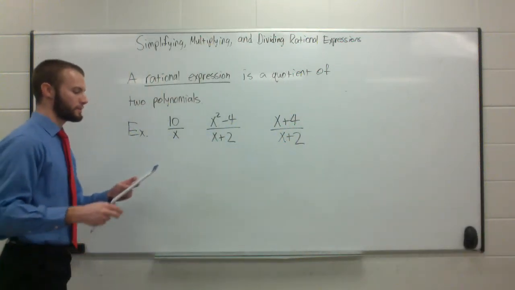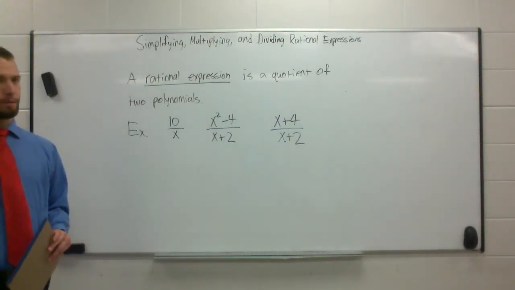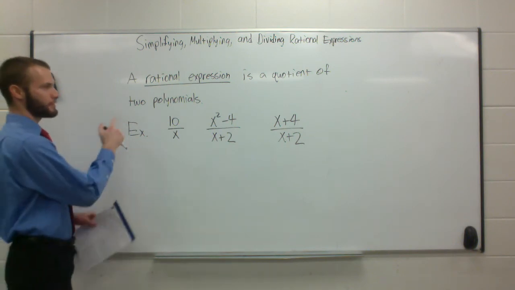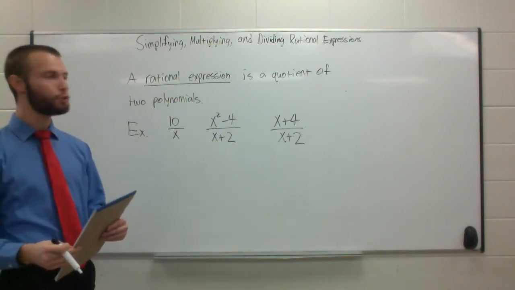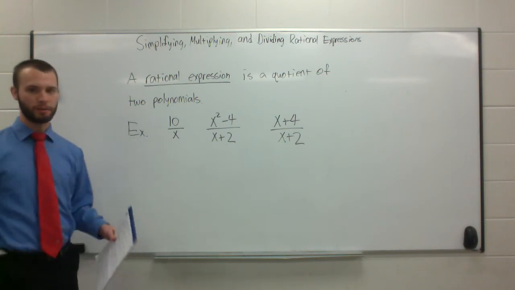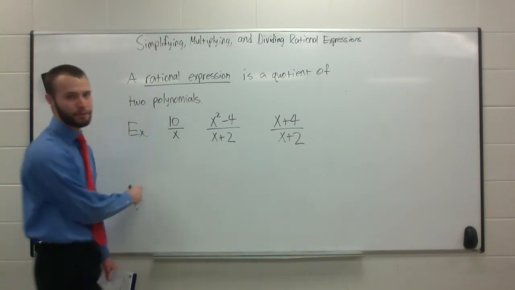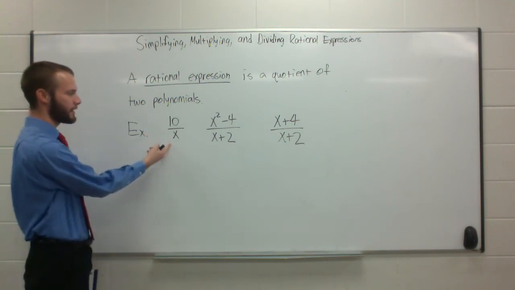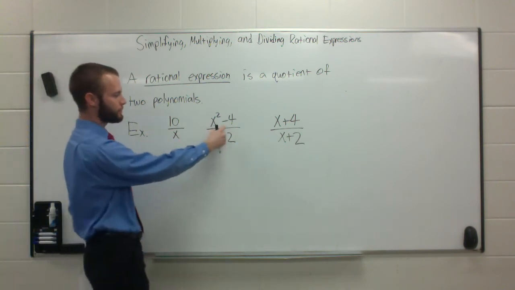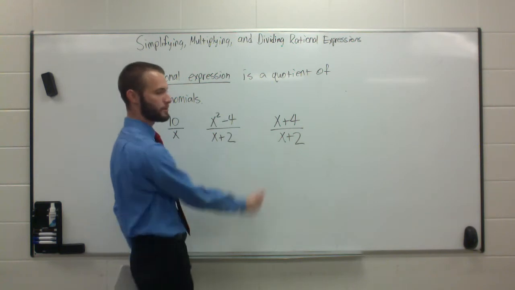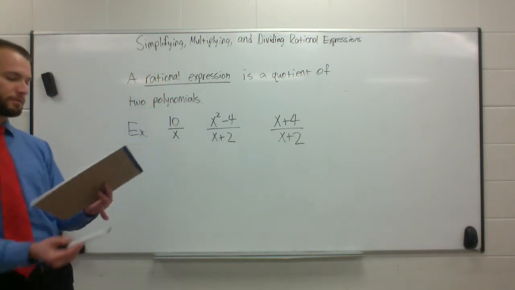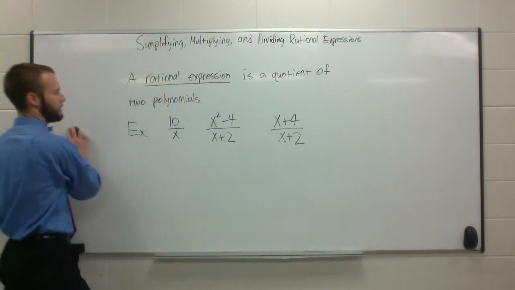So these notes cover simplifying, multiplying, and dividing rational expressions. A rational expression is a quotient of two polynomials, and we've talked about the definition of a polynomial. We have examples of three different rational expressions: 10 divided by x, x squared minus 4 divided by x plus 2, or x plus 4 over x plus 2. All of these are examples of rational expressions.